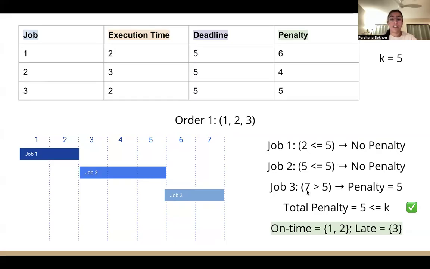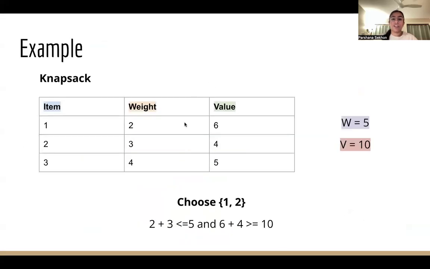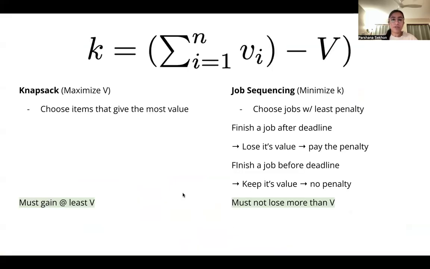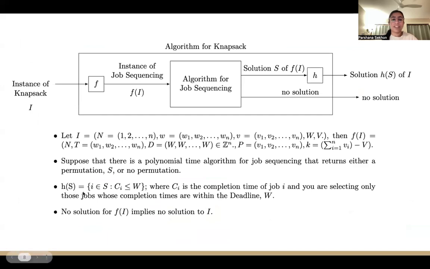We can see further that the on-time jobs are 1 and 2, and the late job is 3. This was with the assumption that if we took these two completion times, we are within the deadline. Going back, we can see that the on-time jobs are 1 and 2. Similarly, for knapsack, the chosen items were 1 and 2, which is why when we go through this, we can see that if we take all the jobs that completed on time, that would be our solution.